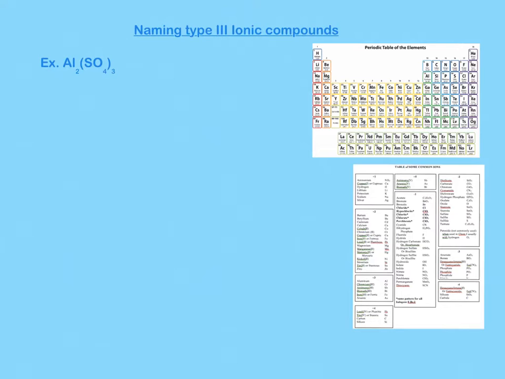So if we look at this, I have Al2(SO4)3. So we want to name this compound. So the first thing we do is we name our metal. So when I name the metal, I look at the first element, which is our positively charged element, atom, and I can see that it's Al. When I look up Al, it's over here. If I don't know it off the top of my head, I find out that it's aluminum. So I would write aluminum.